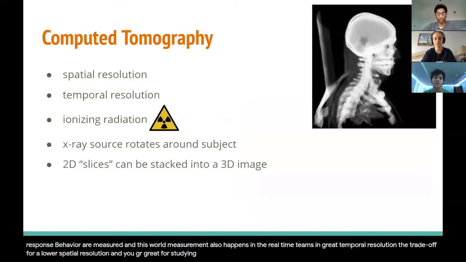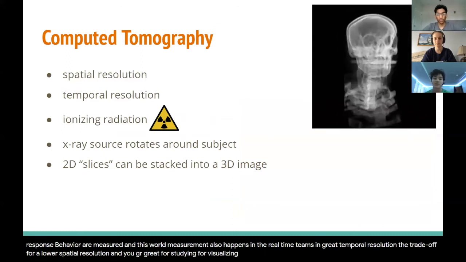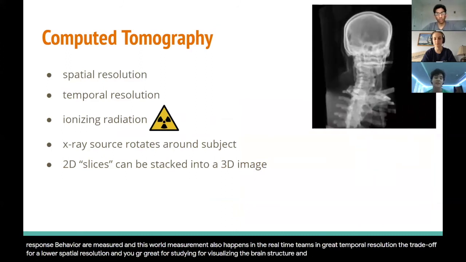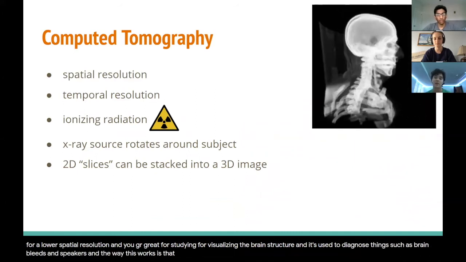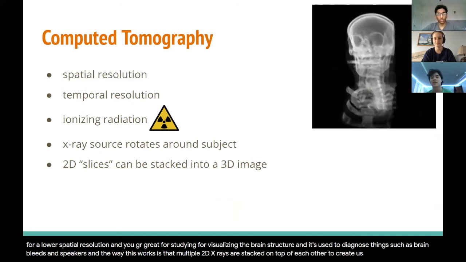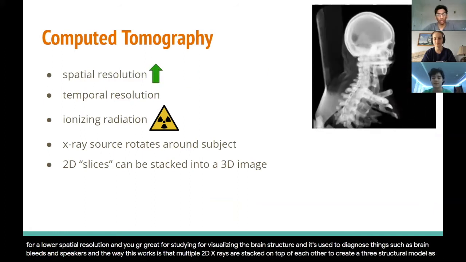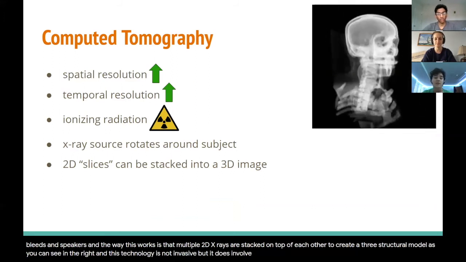And then computed tomography, also known as CT scans, are great for visualizing the brain structure. And it's used to diagnose things such as brain bleeds and tumors. And the way this works is that multiple 2D X-rays are stacked on top of each other to create a 3D structural model, as you can see on the right. And this technology is non-invasive, but it does involve undergoing radiation.